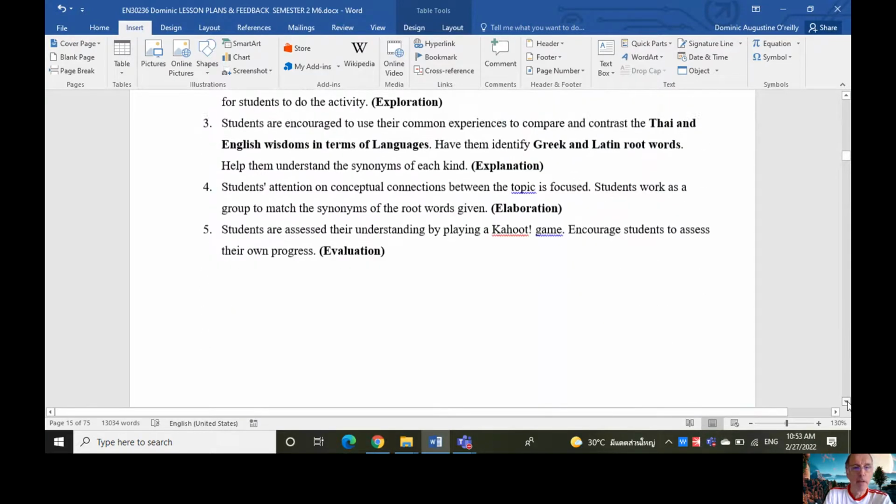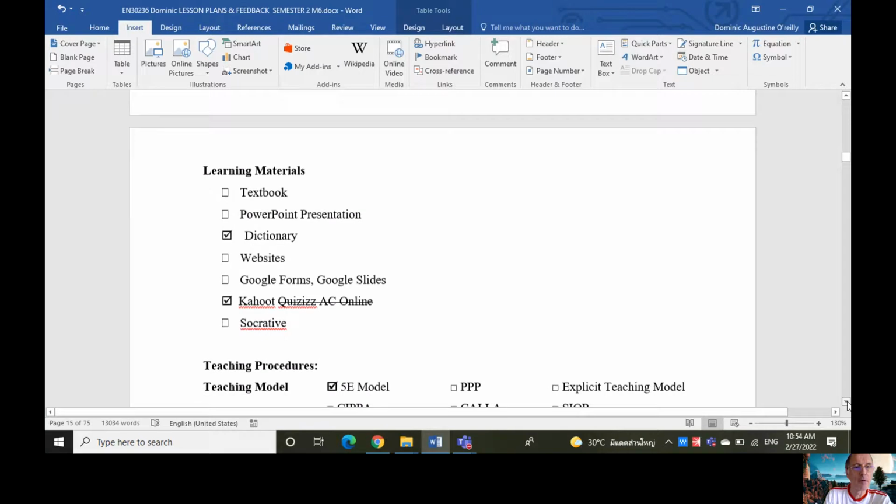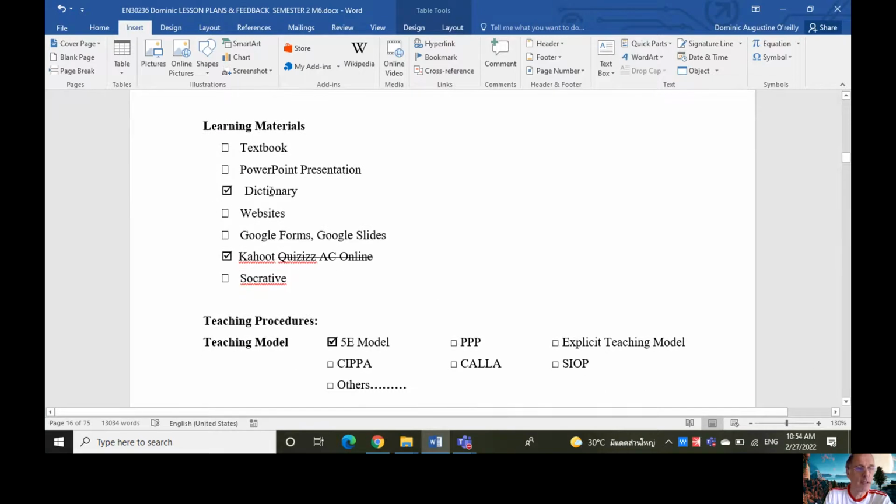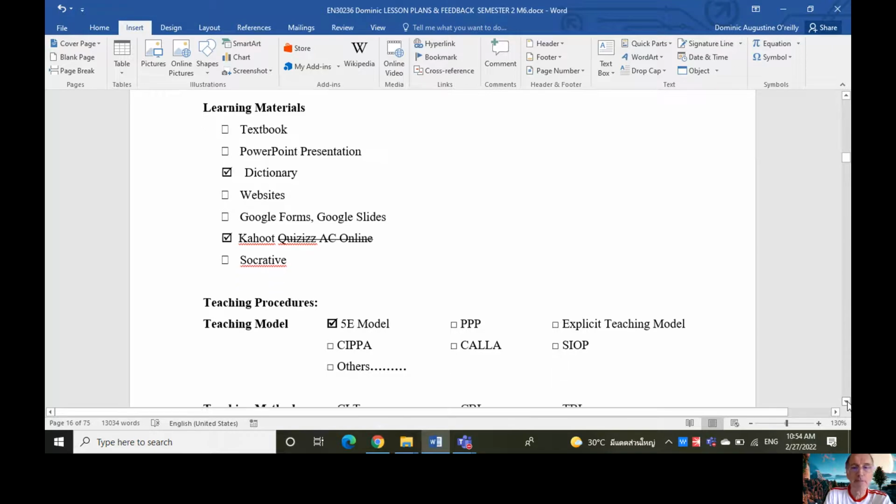Okay, now let's go forward. So dictionaries, yes, students, it's very possible that they will use dictionary and Kahoot. So we tick that box as well. I generally just put a line through quizzes and AC online because it hasn't been used in this lesson.